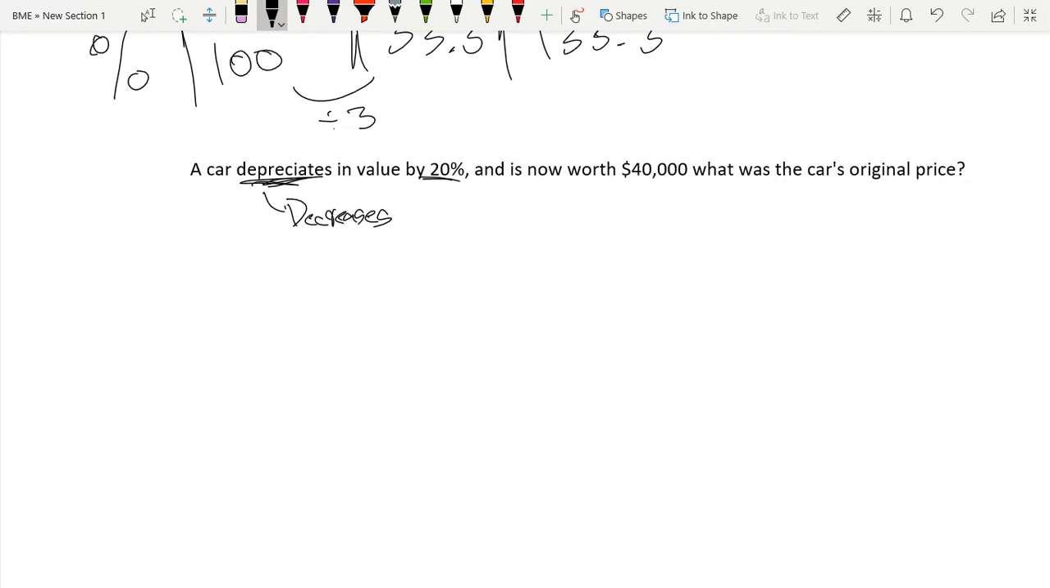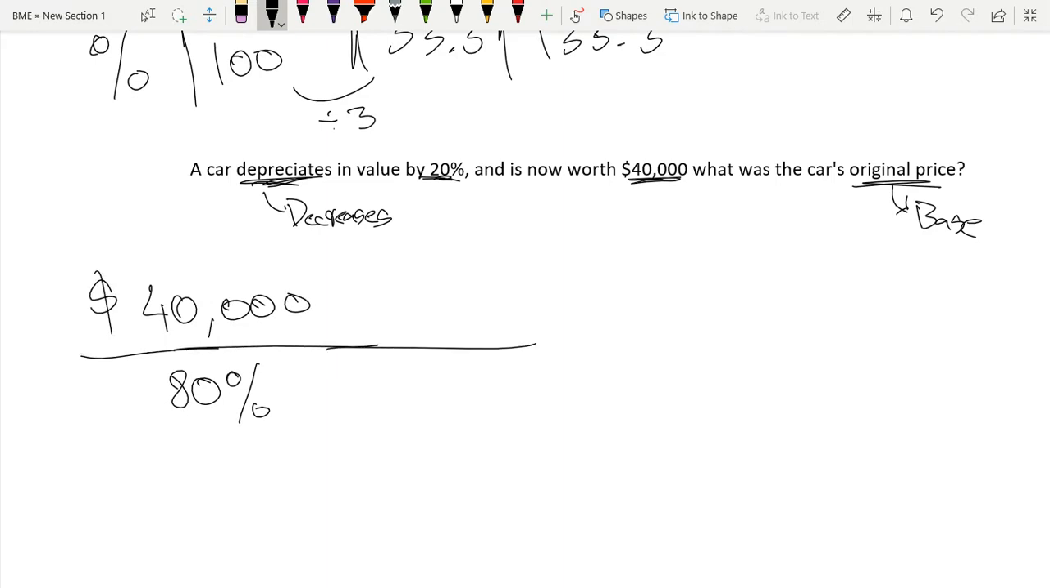Now our next question is, a car depreciates, so this just means decreases, in value by 20% and is now worth $40,000. What is the car's original price? In this case, we're asking for the base. If you're not familiar with these terms, again, I have a video where I explain them in detail. So if it depreciates in value by 20%, it now has 80% of its value. Its retained value is 80% and it's worth $40,000.